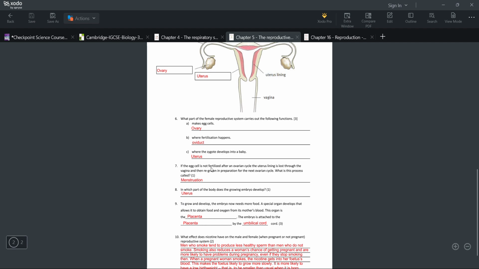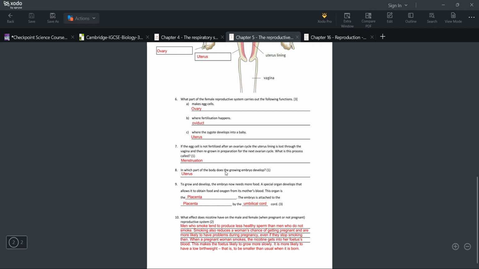If the egg cell is not fertilized after an ovarian cycle, the uterus lining is lost through the vagina and regrown in preparation for the next ovarian cycle. What is this process called? Menstruation. In which part of the body does the growing embryo develop? Your uterus. To grow and develop, the embryo needs more food. A special organ develops that allows it to obtain food and oxygen from the mother's blood. This organ is the placenta. The embryo is attached to the placenta by the umbilical cord. Okay, double cord here, but don't worry.